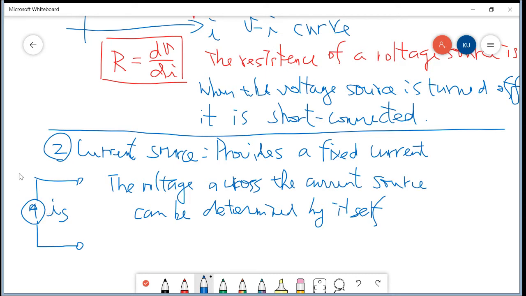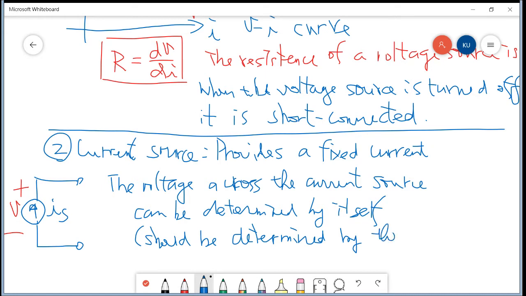Which means that if we just put a current source here, I know that the current is a fixed value, but we don't really know what is the voltage across it. The voltage should be determined by the rest of the circuit.